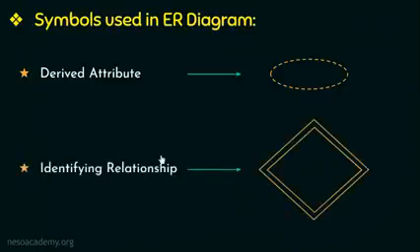Earlier in this video, we have already seen what an identifying relationship is. A relationship between a weak entity type and the owner entity type, or the strong entity type, is called the identifying relationship, and it is represented by a double diamond. And the relationship between the regular entity types or the strong entity types is represented by just a single diamond.